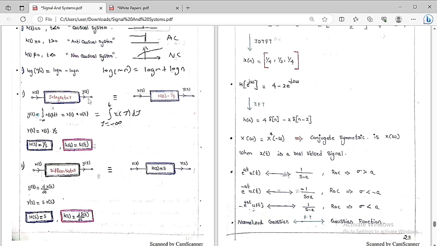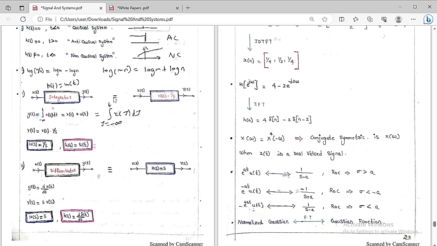So if you want to write in the Laplace domain, x of t will become x of s, y of t will become y of s, and h of t, which is indicated as the impulse response, will become h of s. H of t is nothing but the impulse response, h of t is equal to u of t. Here h of s is 1 by s, because the Laplace transform of u of t is 1 by s. Therefore for the integrator, the impulse response is the step signal itself, h of t is equal to u of t. So you can see the input is x of t and the output is y of t, and the integrator has the impulse response h of t is equal to u of t.